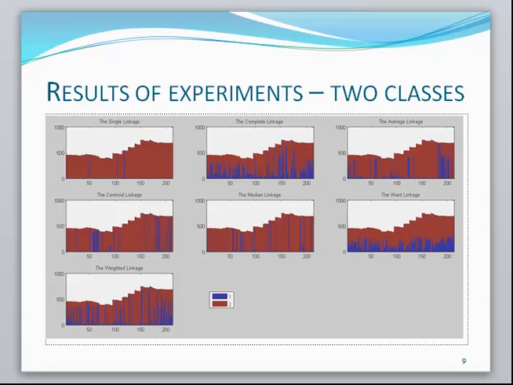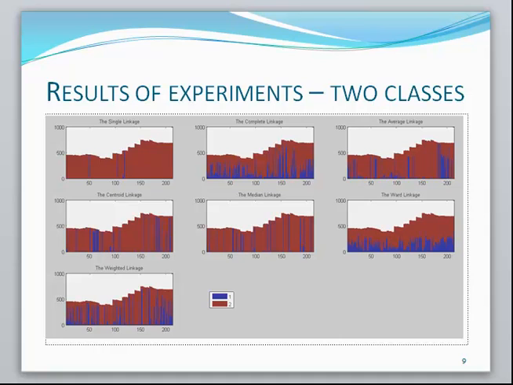We divided available companies in each month into 2 classes with 7 different linkage methods. In each subplot, the x-axis is the index of a month. The y-axis is the number of available companies. The blue area represents the number of companies of cluster type 1, while the red area represents the number of companies of cluster type 2.